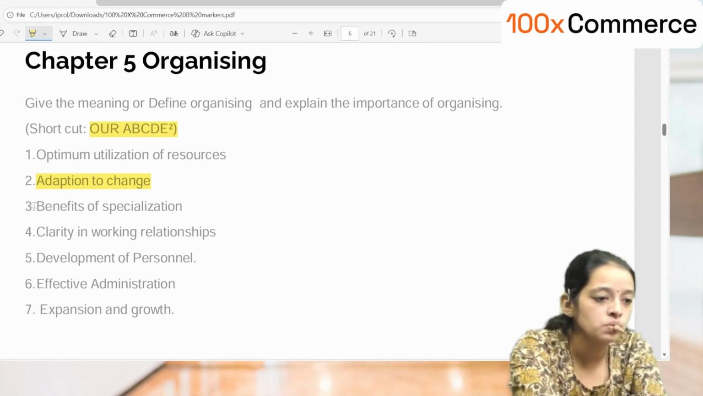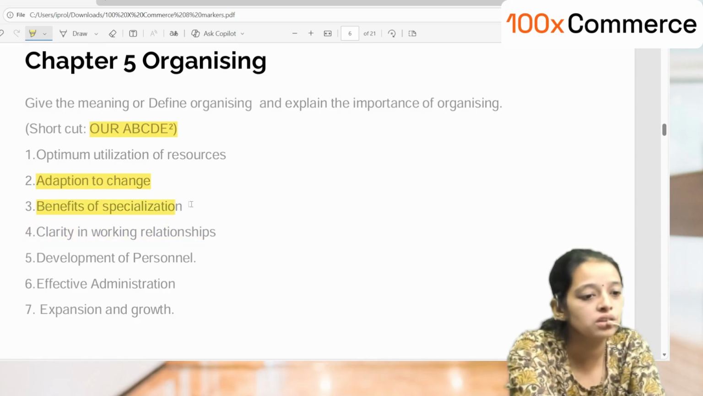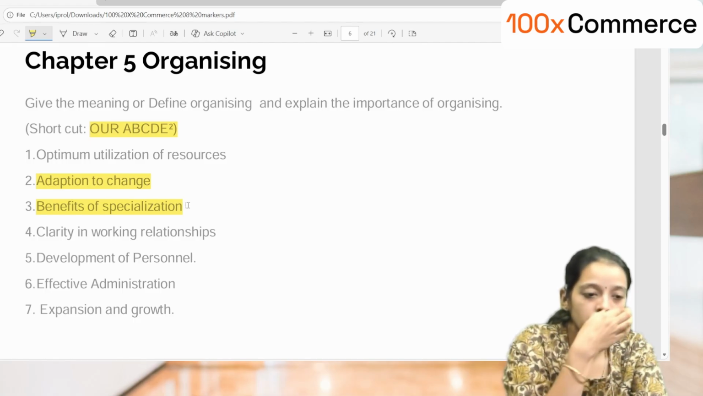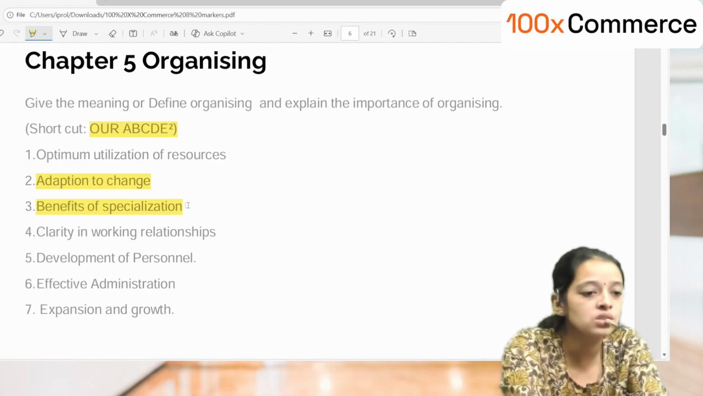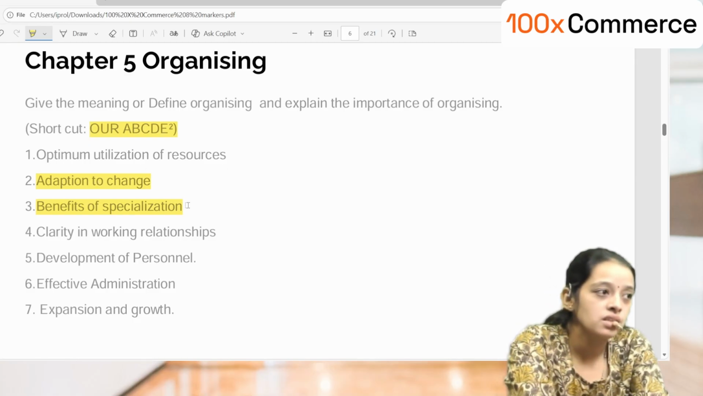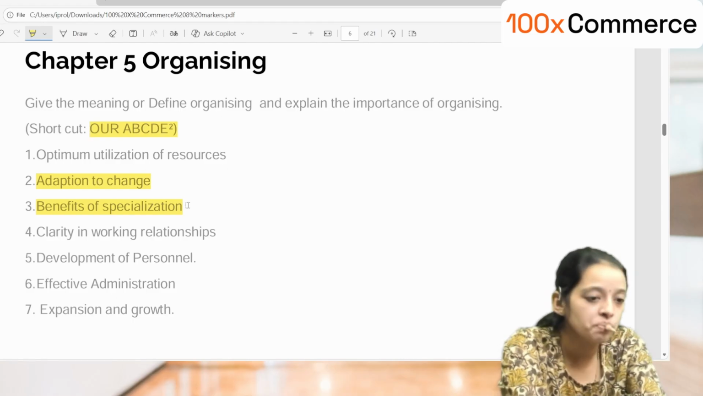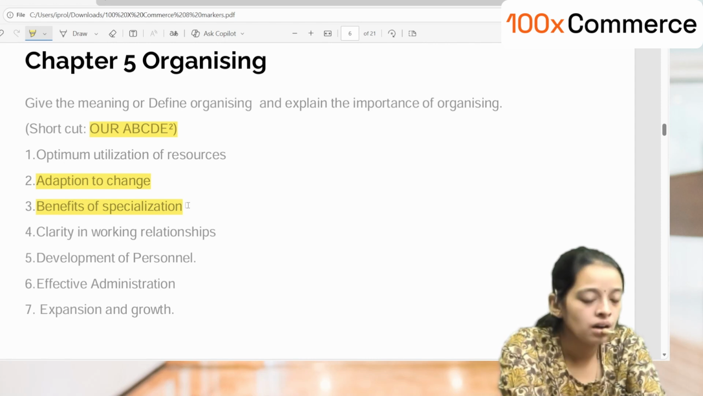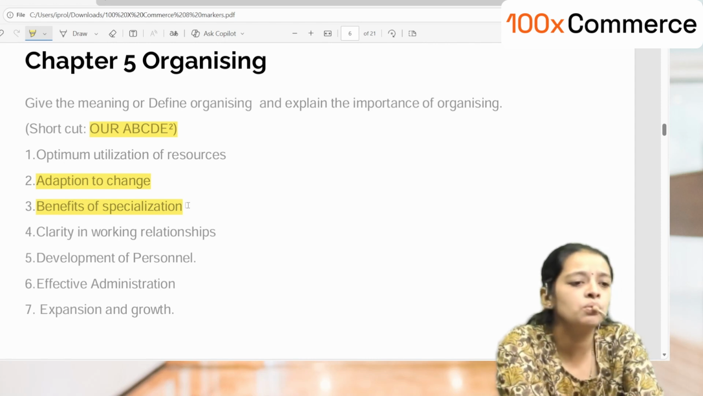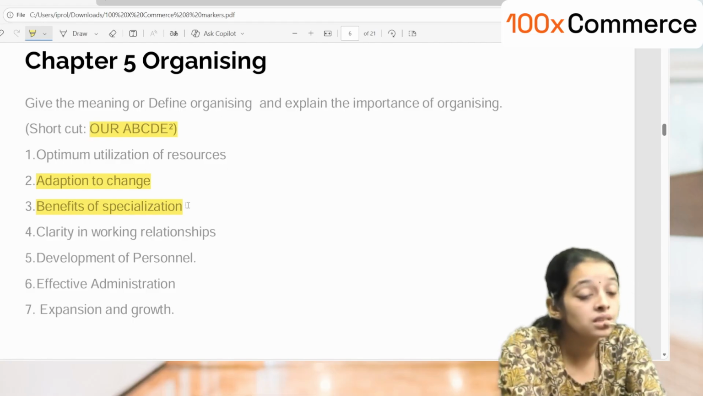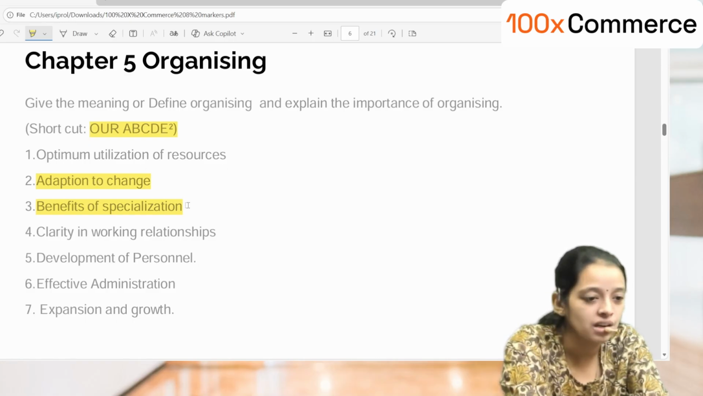Next one is benefits of specialization. One of the most prominent functions of organizing is that every department or every group activity will be specialized in something. So it has the benefit of specialization. Say for example, the production department does only production, the sales department is concerned only about sales, and the advertising and promotional department is concerned only with making advertisements and increasing sales. In this way every department is given work according to their specialization.